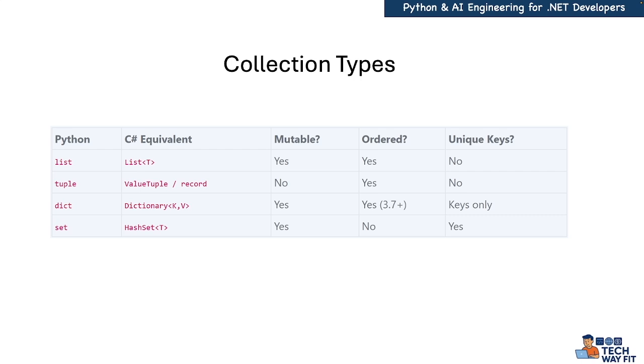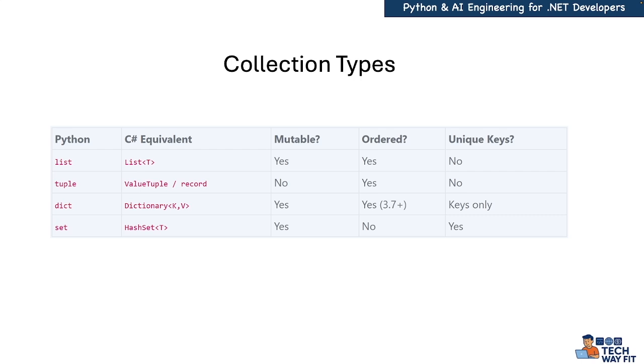The third type is the dictionary, similar to C# dictionaries, a collection of key-value pairs. Again, this is mutable, so we can add and remove data from it. It is ordered starting from Python 3.7. And is the key unique? The key in the dictionary must be unique. Values can be duplicated, but the key must be unique, or else it will give an error.